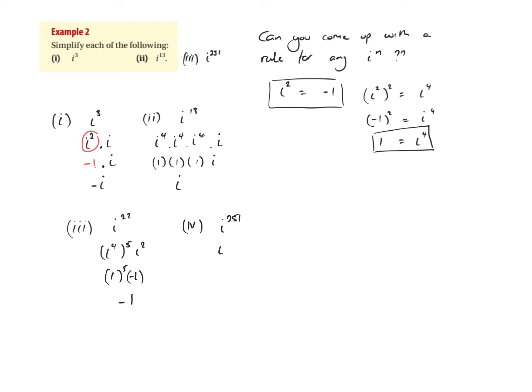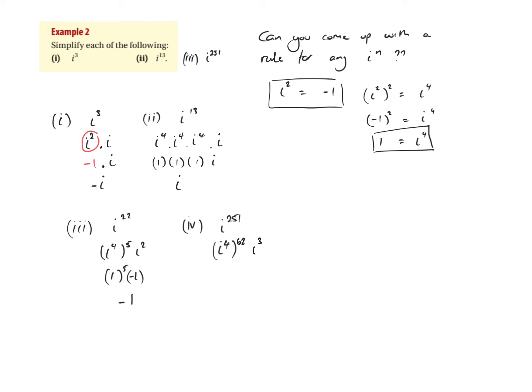So if I do that, I do I to the power of 4, and then what I'm going to do is calculate how many times it goes into 251. I think that's 62.75, so 62, and 0.75 means I have 3 remaining out of 4, so 62 times 4 will get me to 248, and therefore I have 3 left.